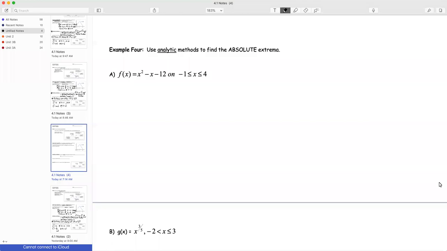Oh, we're not doing derivatives anymore. Oh, we are. So here we go.